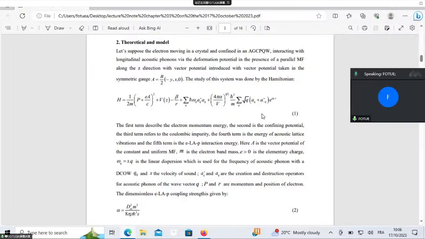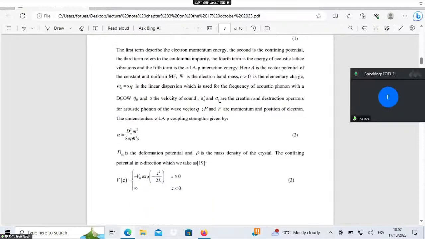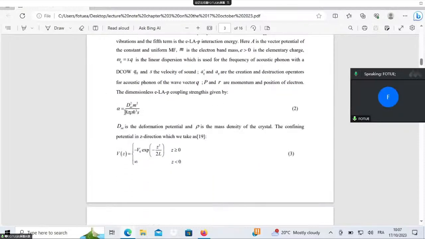So we have, for example, the relation between this dimensionless electron longitudinal acoustic phonon coupling strength alpha. Alpha is linked to the deformation potential. This relation is given by relation 2, where we see a link between the dimensionless electron longitudinal acoustic phonon coupling strength alpha and the deformation potential.